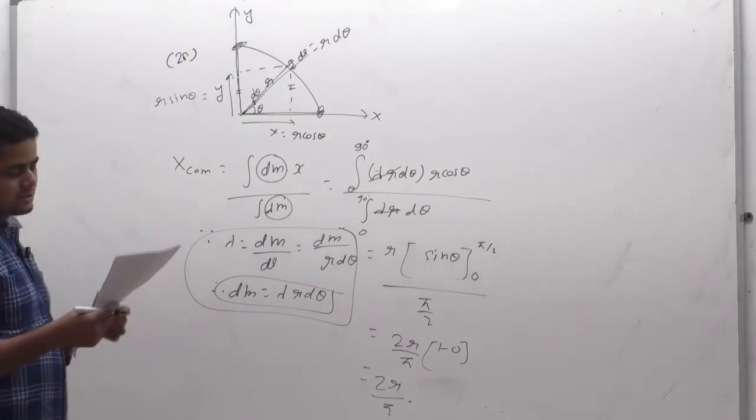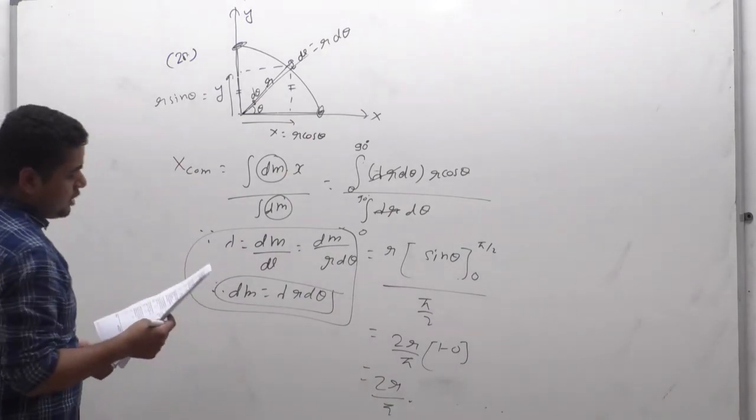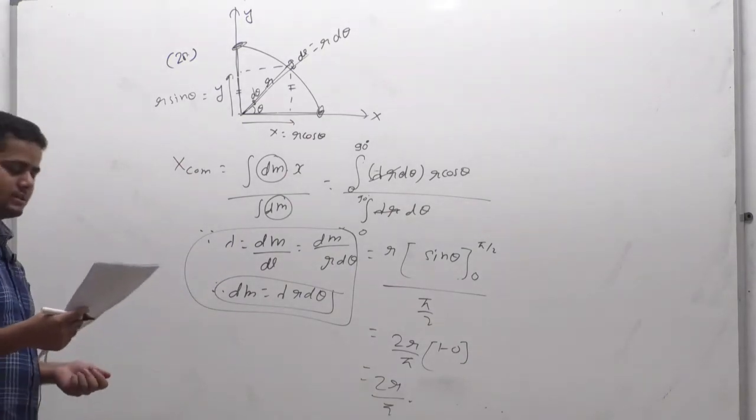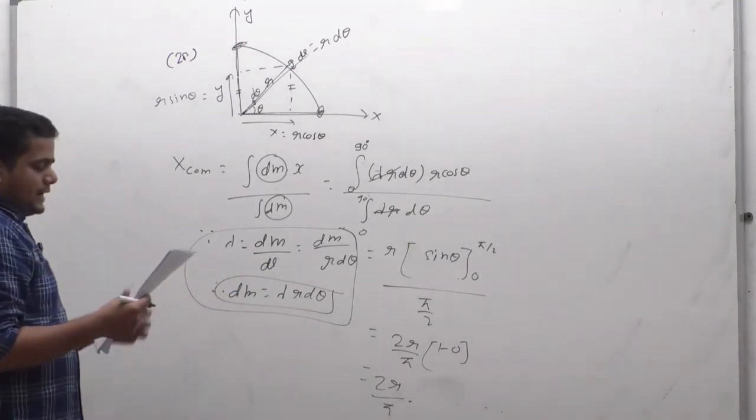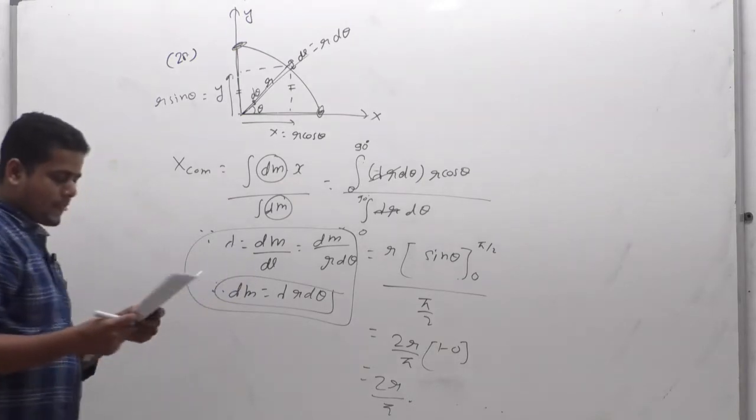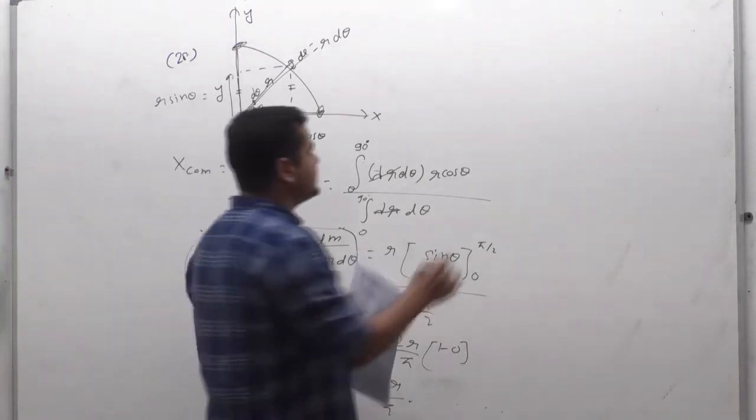So answer, which option is matching with that one? Option C, which has symmetrical x and y coordinate. So this is question number 28. Next we can go through question number 29.